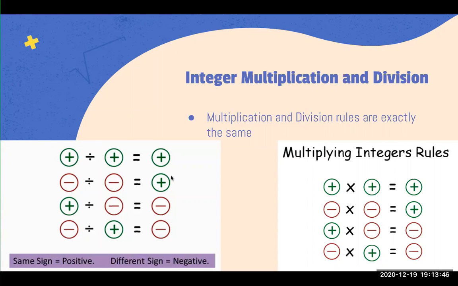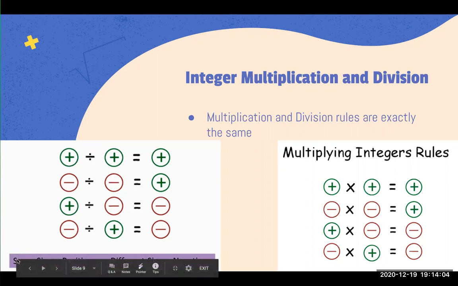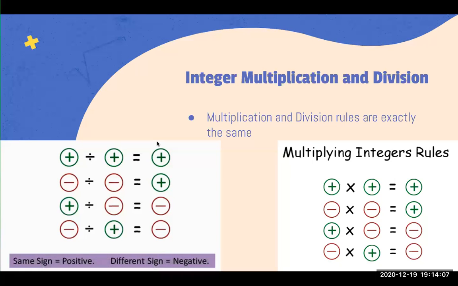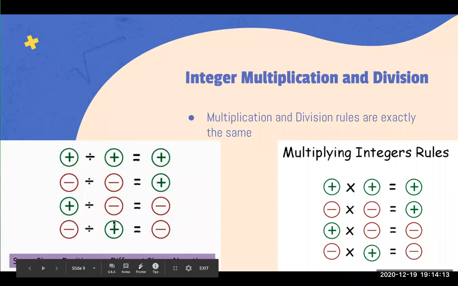So let's just use an example for this. Let's say that we're doing 6 divided by 2. 6 divided by 2 is 3. And negative 6 divided by negative 2 is also 3. So if the signs are the same, see right here, this says it. Same sign equals positive, different sign equals negative. It says it right there in the purple box. So yeah, that's basically the thing.